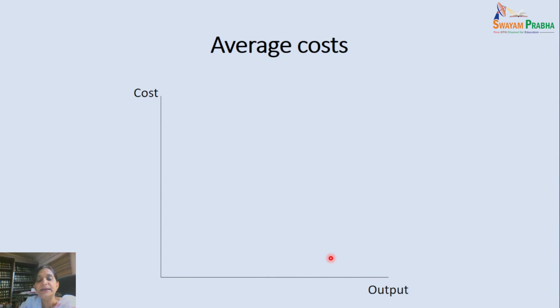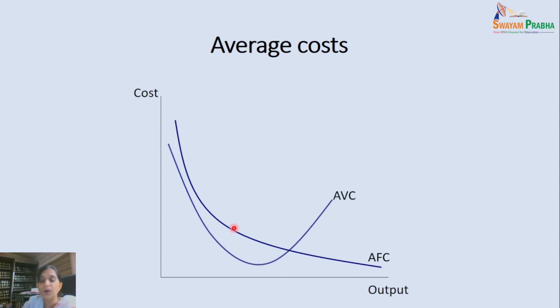Now let us see the behavior of these curves. As we said, average fixed cost is a rectangular hyperbola showing that average fixed cost is continuously declining. Average variable cost curve is a U-shaped curve showing that as output is increasing, first your average variable cost is falling, reaches a minimum point, and after this minimum point, as more output is produced, average variable cost rises.